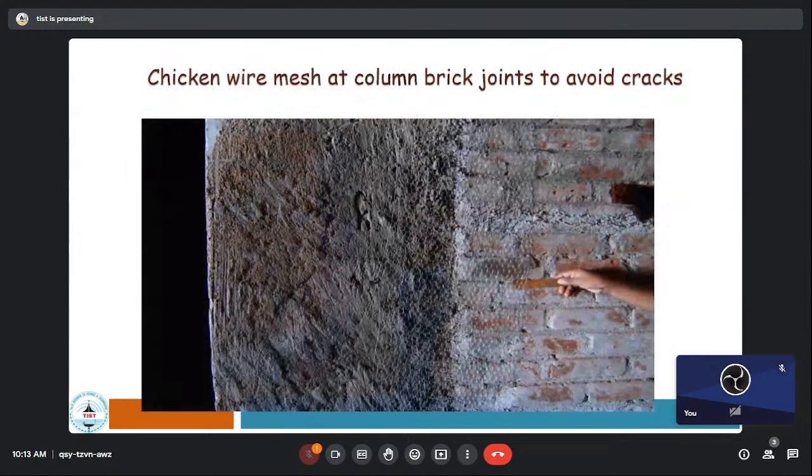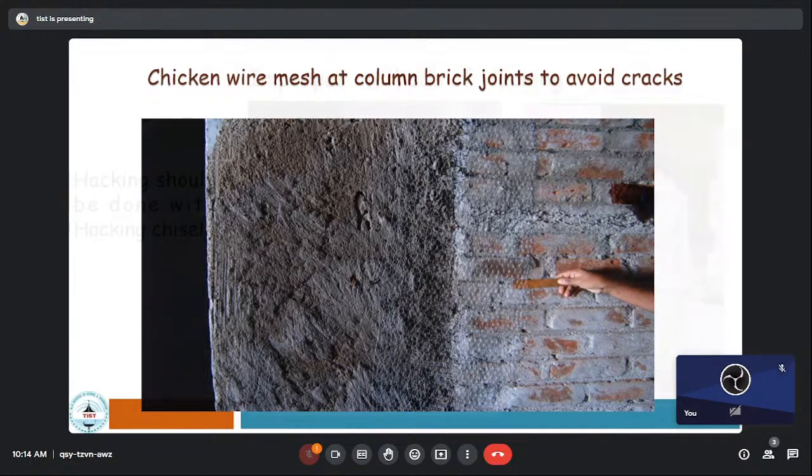Now, this is a suggestion. Normally, wherever a column is there, you can easily identify the position of the columns because column will behave in a different way, masonry will behave in a different way, and the cracks will form out. So in order to avoid that, make it integral, we recommend providing a chicken mesh on either side and then doing the plastering. If you do so, the cracks occurring between RCC and the masonry will not be legible. That crack can be avoided.